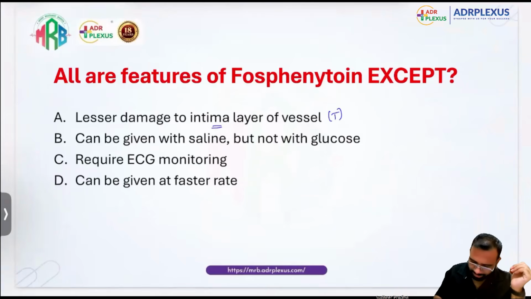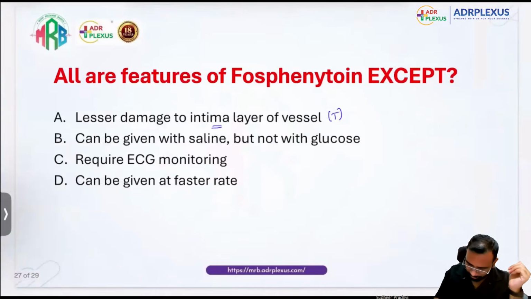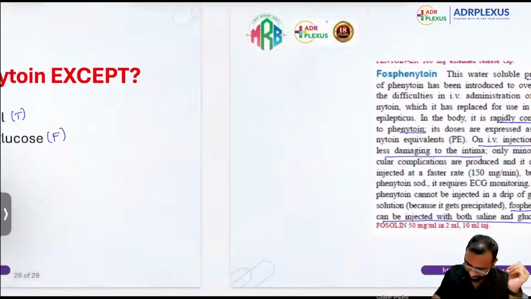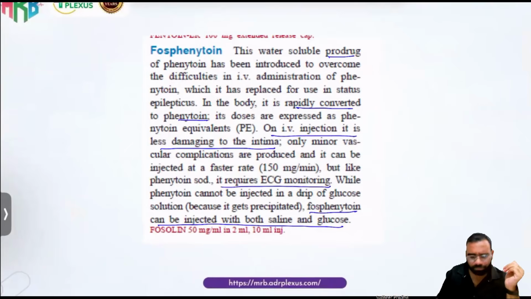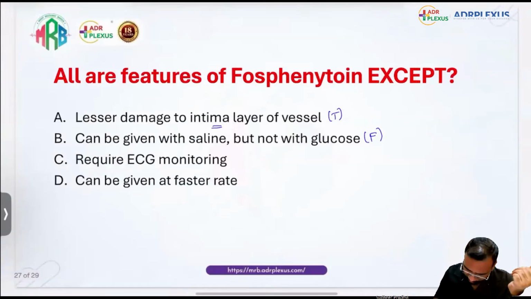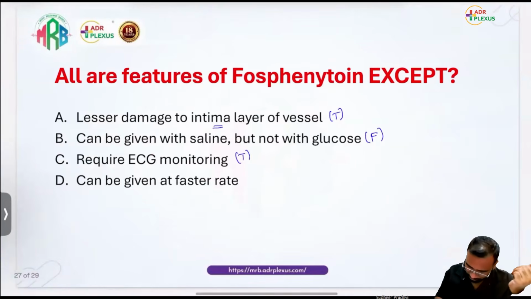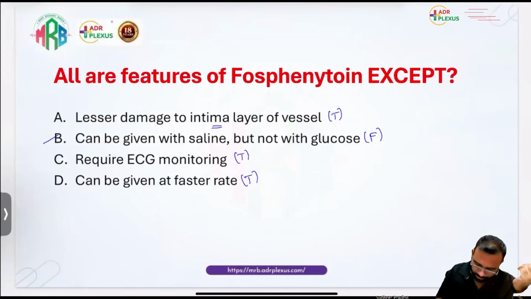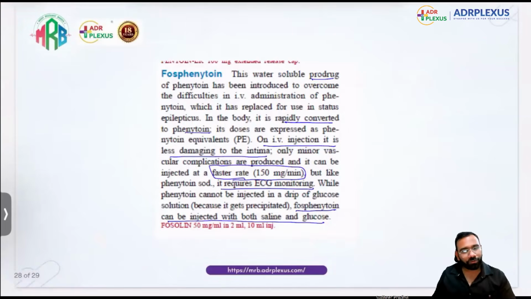It can be given with saline but not with glucose. You can see here, fosphenytoin can be injected with both saline and glucose. So it is a false option. Requires ECG monitoring. Yes, it requires ECG monitoring, so it is a true option. It is given at a faster rate. Yes, a faster rate of 150 milligram per minute. This is also a true option. So the exception is that it can be given with both saline as well as glucose. That's all about the fosphenytoin question.